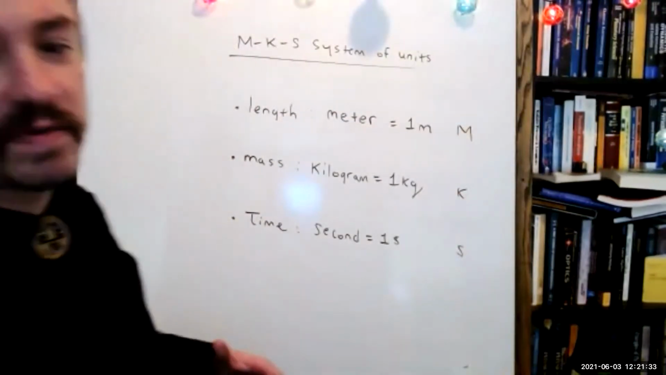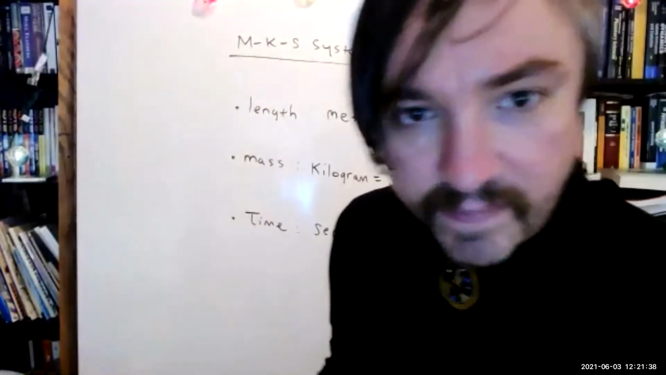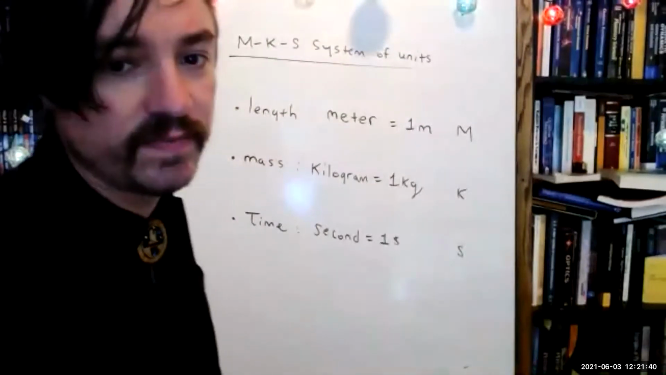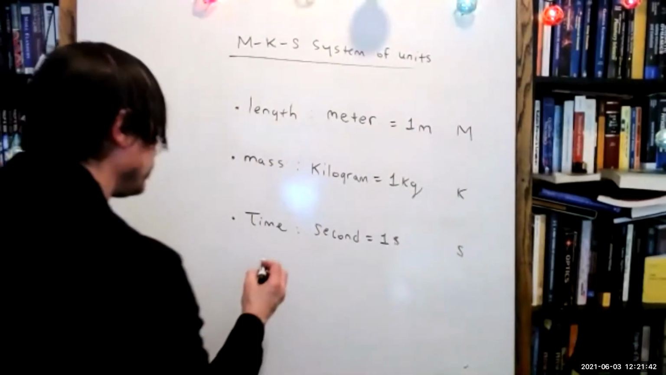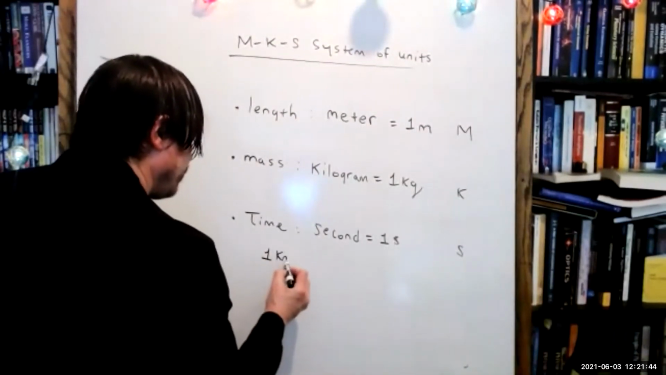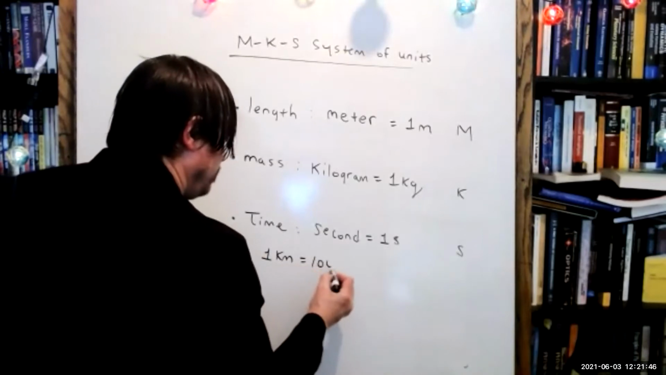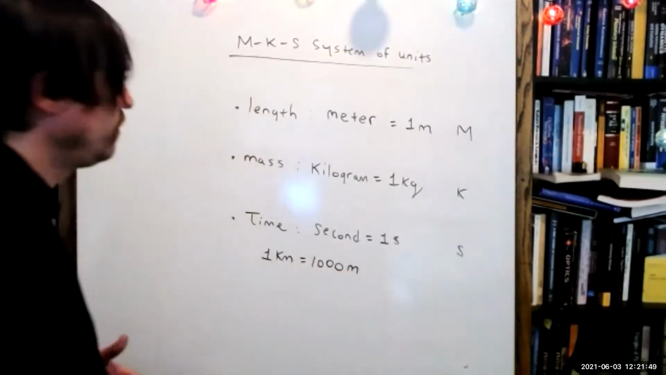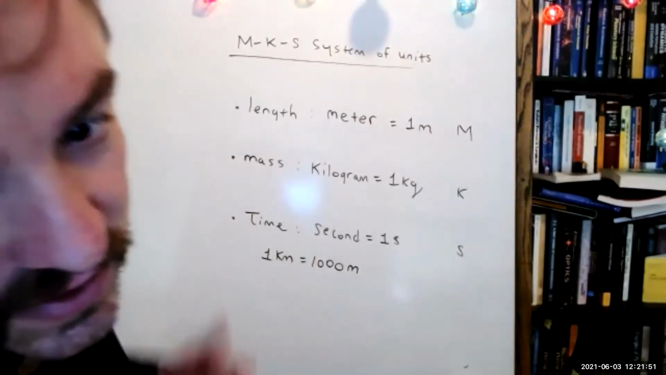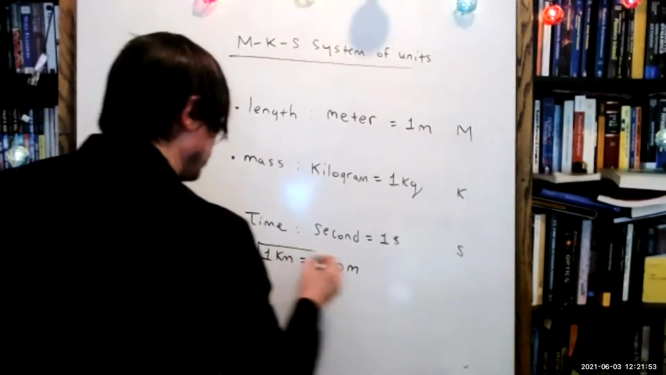And all formulas must be converted to these units before we can plug numbers into them. And I want to state that right up front. Probably one of the most useful conversions you're going to need today that we've already discussed is that 1 kilometer is equal to 1,000 meters. So that comes up all the time in this class.